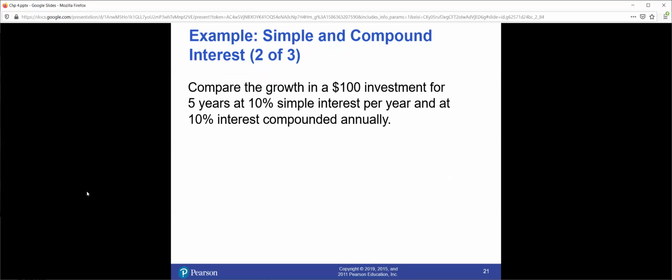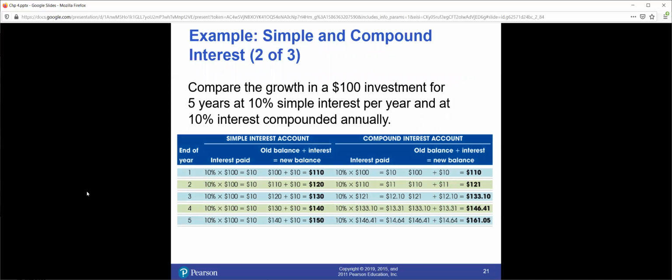That being said, let's compare. Compare the growth of a $100 investment, 5 years, 10% simple and 10% compounding interest. Notice here, for the simple interest account, the interest paid will always be 10% because the simple interest only looks at principal. So after 5 years of simple interest payments, you've made $50 because you've made $10 a year for 5 years.